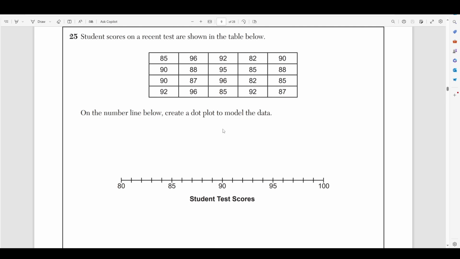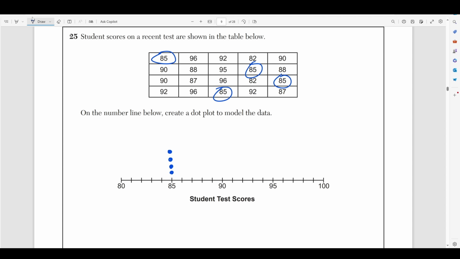So what is a dot plot? A dot plot is a way of modeling data on a number line where each dot that you draw, each little point that you draw on the number line, represents the amount of times that that point of data appeared in your set. Okay, that's a lot of words. What does that mean? All this means is that every single time you see a number on your number line, for example, 85. Let's see, 85 happens 1, 2, 3, 4. 85 happened 4 times in my data set. There are 4 times where 85 appears. That means that on my number line, I'm going to put 4 dots above 85.